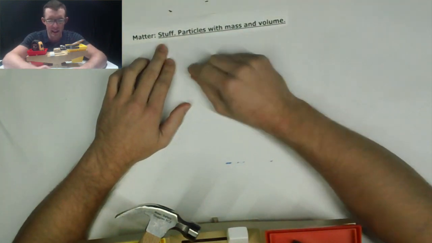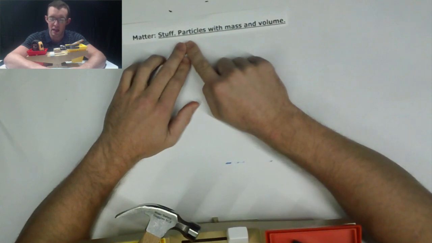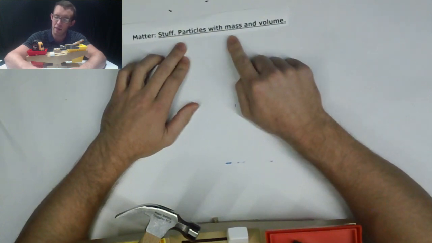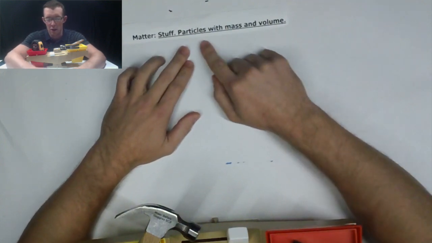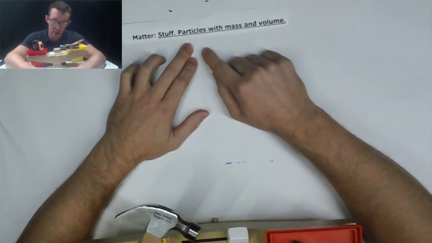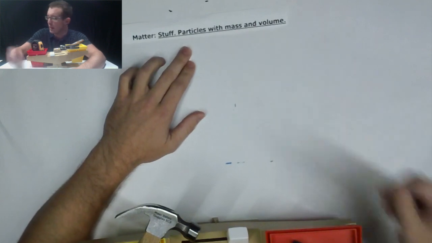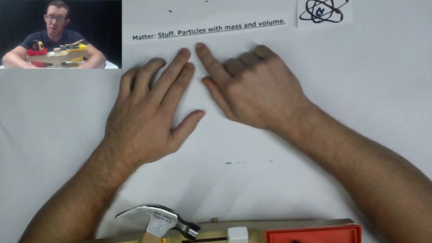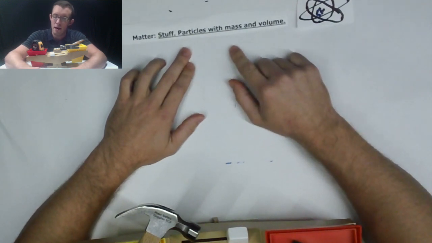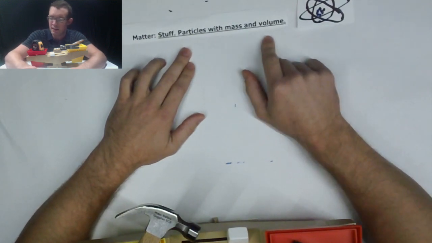So what is stuff though? Stuff is anything that's made of particles that have mass and volume. Now, we've talked a little bit about particles already. Particles are just tiny, itty-bitty bits of stuff. Things like atoms and molecules would be considered particles. But we're going to go into depth on mass and volume.